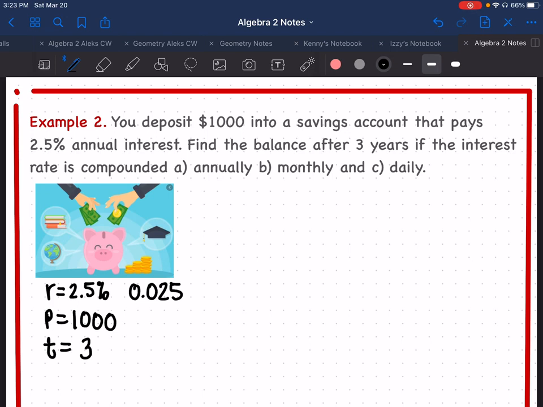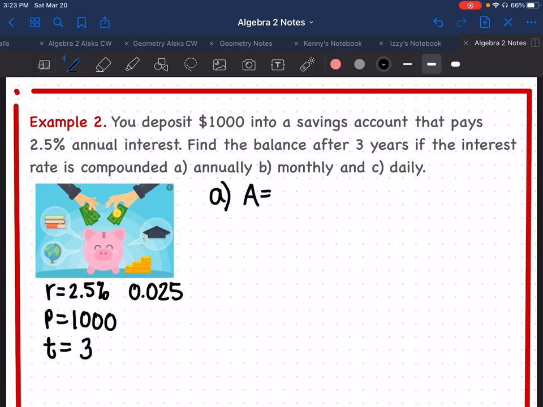Okay, so 3 years, and then months, we would do 12, and then we would, or well, we're going to have a different formula. Sorry, we're going to have a different formula. All right, here we go. So annually. Let's do annually.